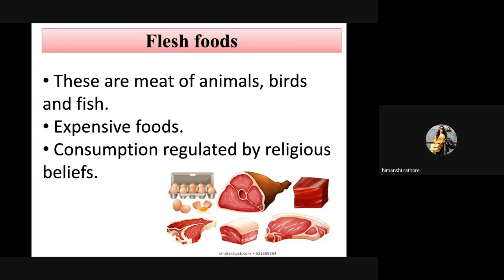Now, talking about flesh food, these are the meats of animals, birds, and fish. They are an expensive source of protein. Per kg it charges you a lot as compared to vegetables and fruits. The consumption is regulated by religious belief. Some do not eat pork, some avoid having beef. So as per their beliefs and religion, the consumption depends on that.